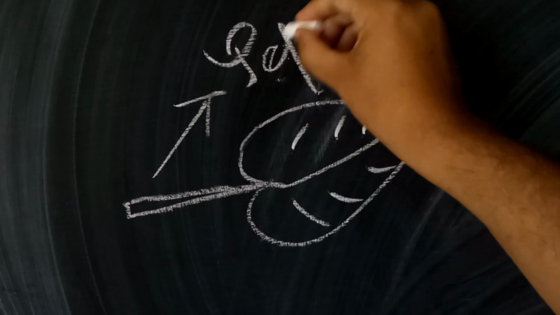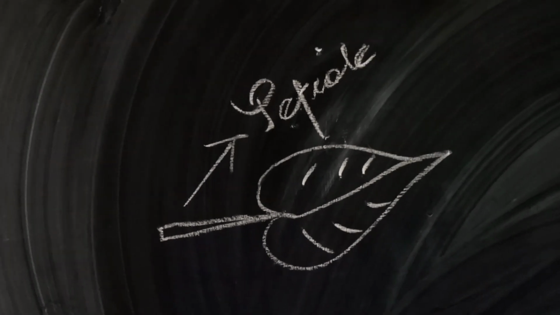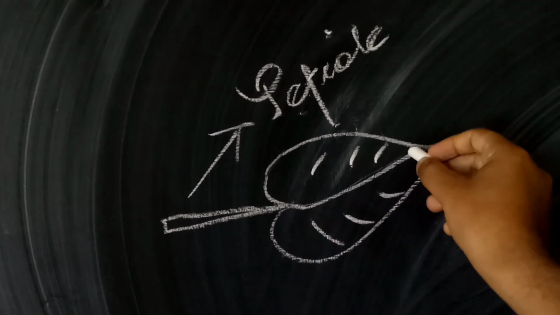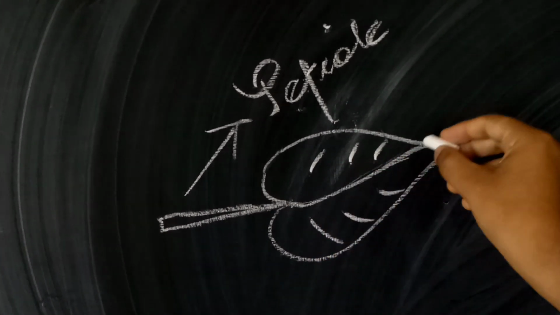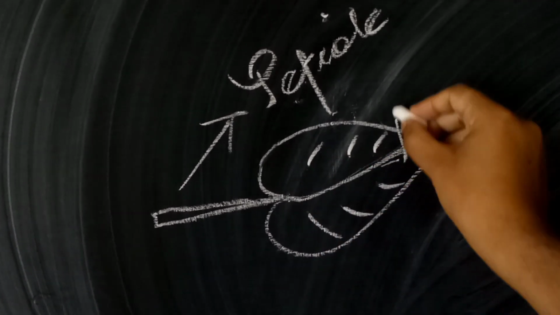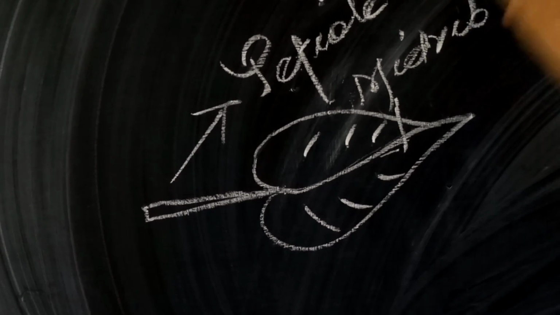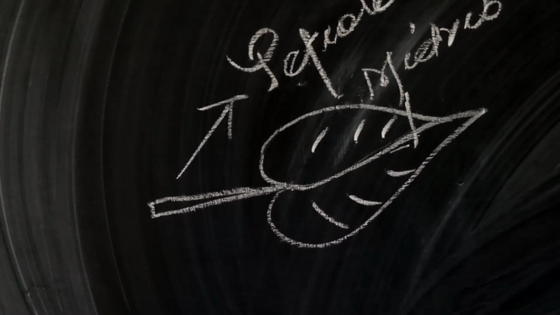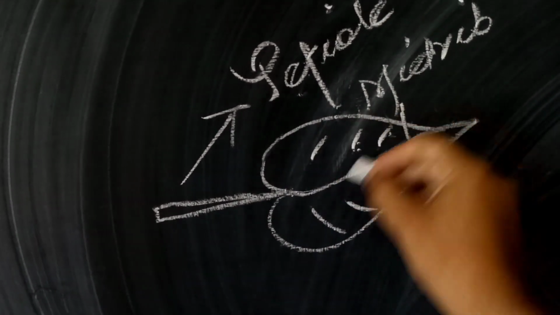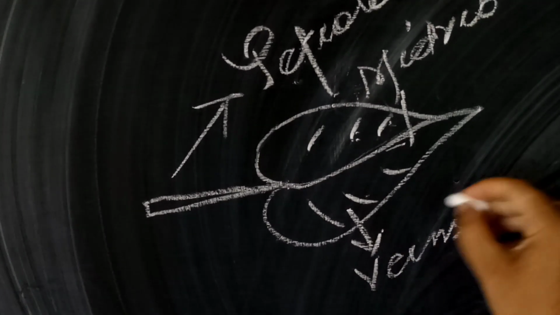Petiole. This part of it is known as petiole. Okay, and in the middle you can see a line. There is a line in the middle. This line is known as midrib. This line is called midrib. Okay, and then here you can see some small lines. These small lines are called veins. These small lines are known as veins.